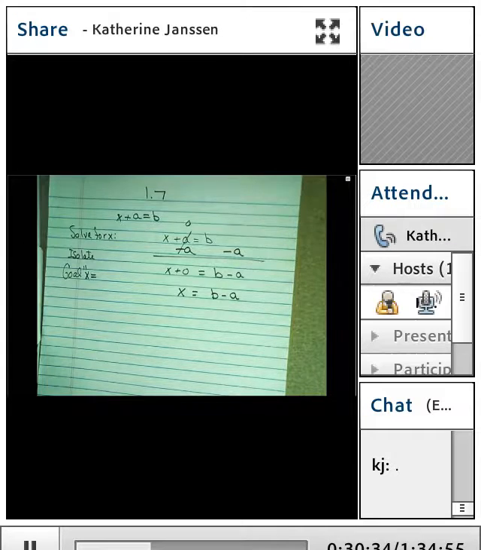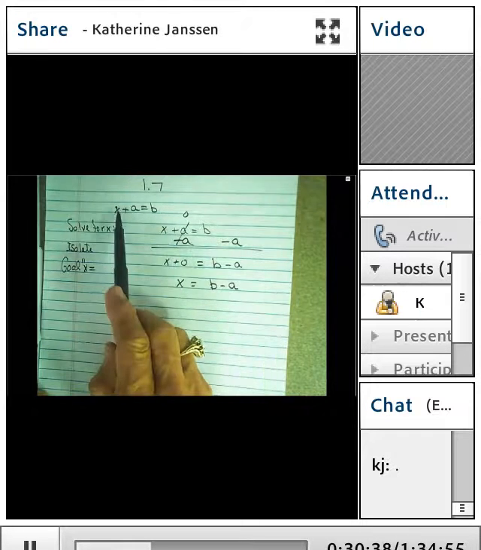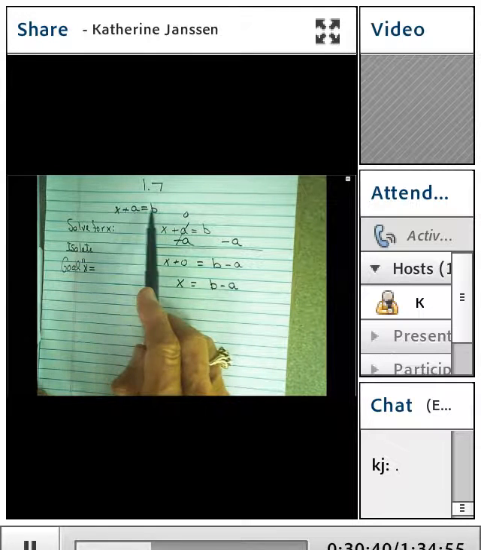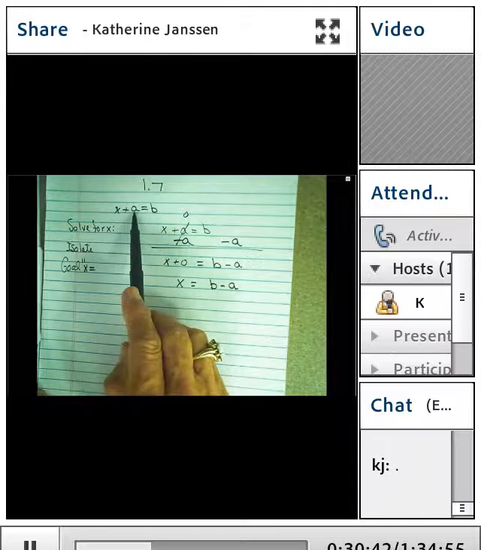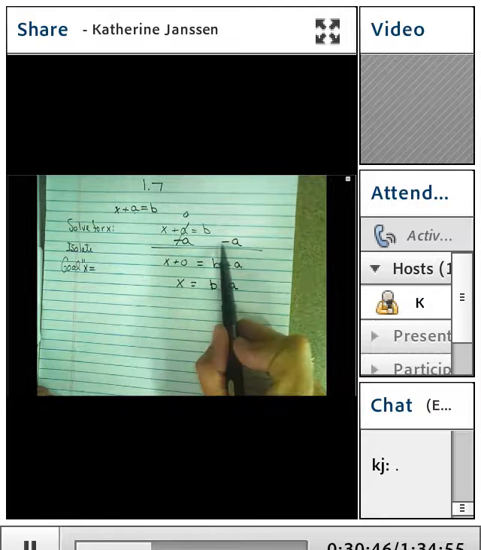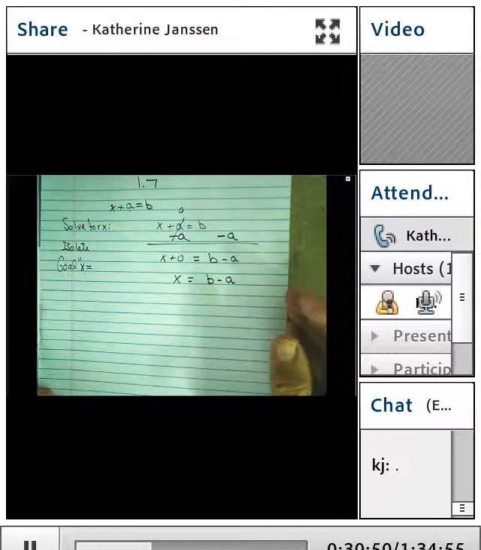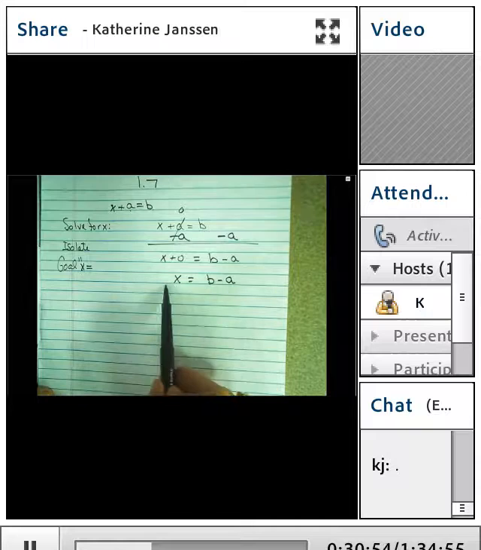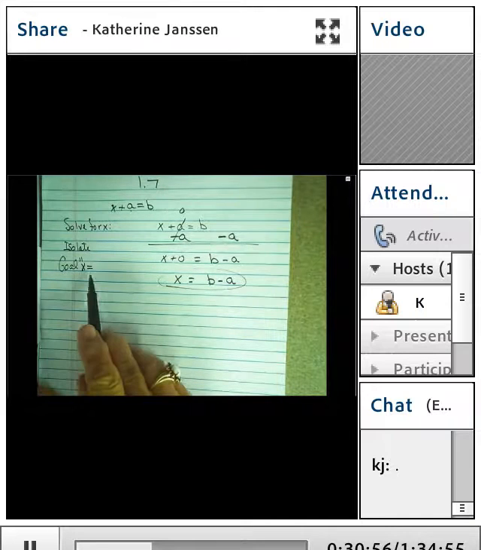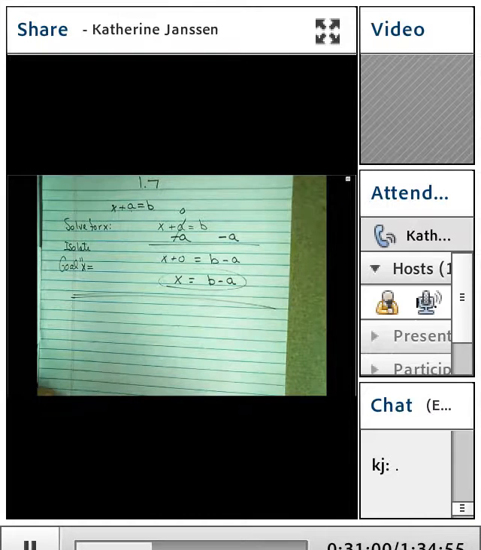So in order to solve for x, when I have x plus something equals something, if I can subtract a's value from one side of the equation, I'll have to subtract the same thing from the other side of the equation to keep my pendulum balanced. But I've isolated x, and now I have solved for x. X equals b minus a. Let's try a couple of examples.